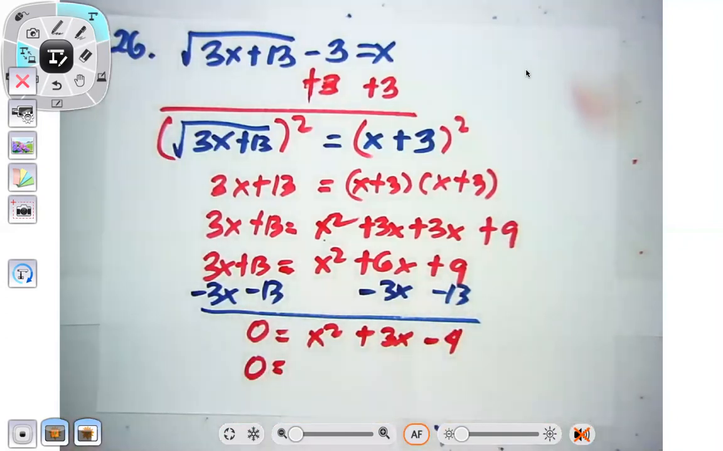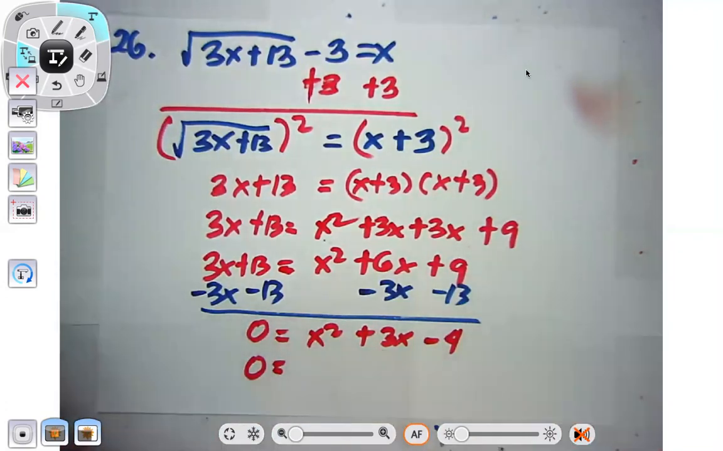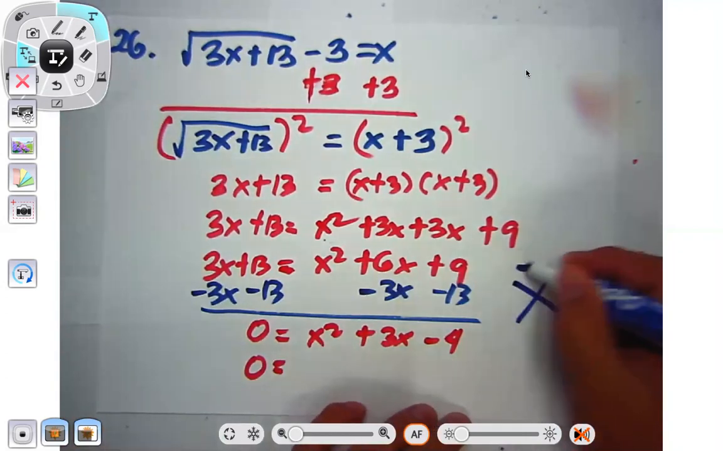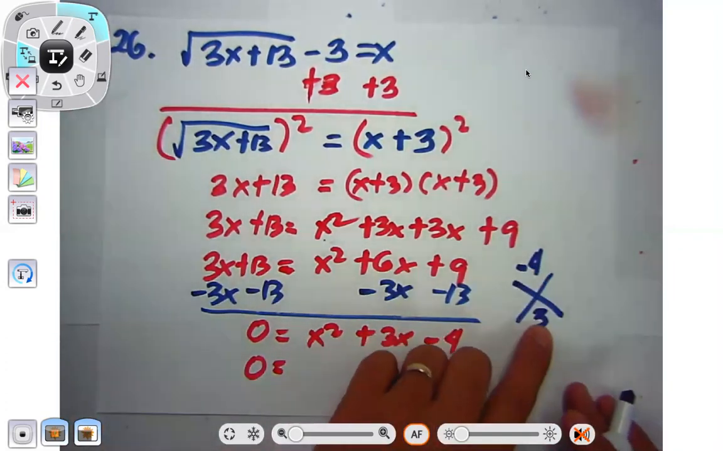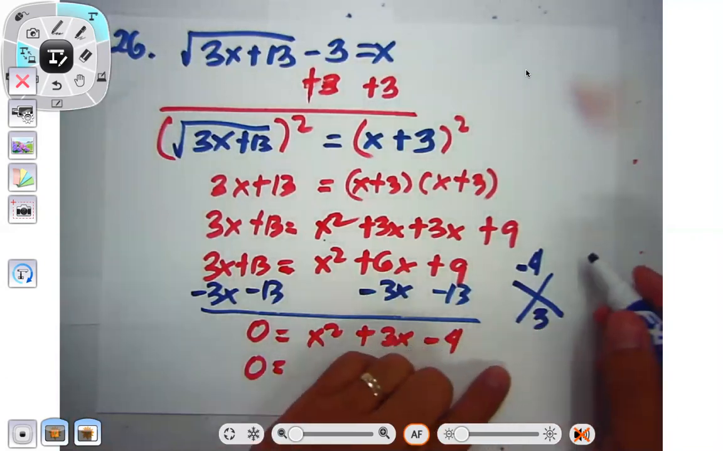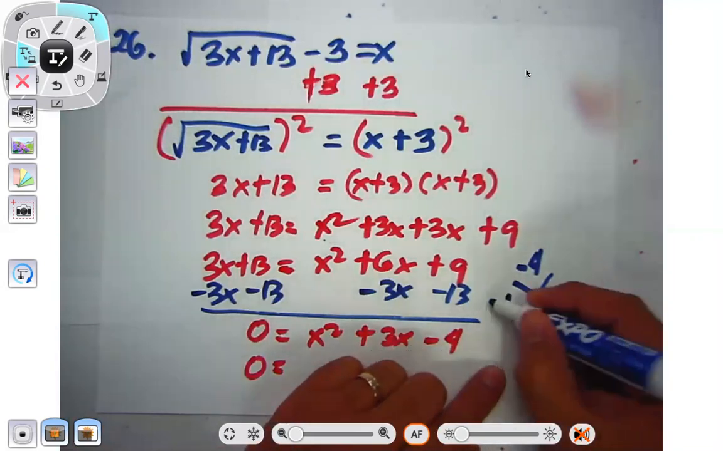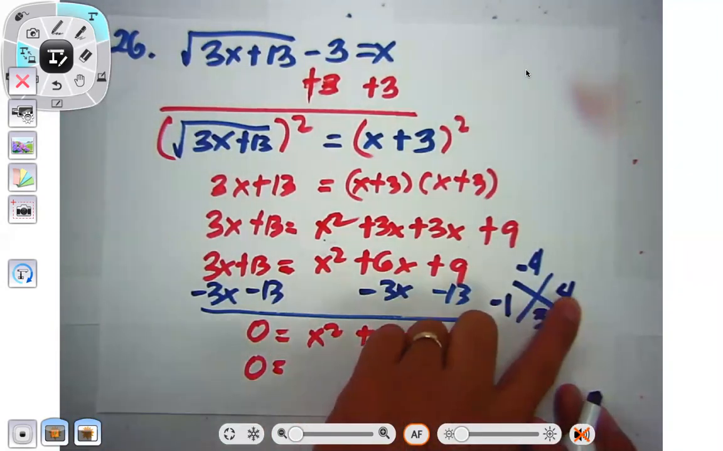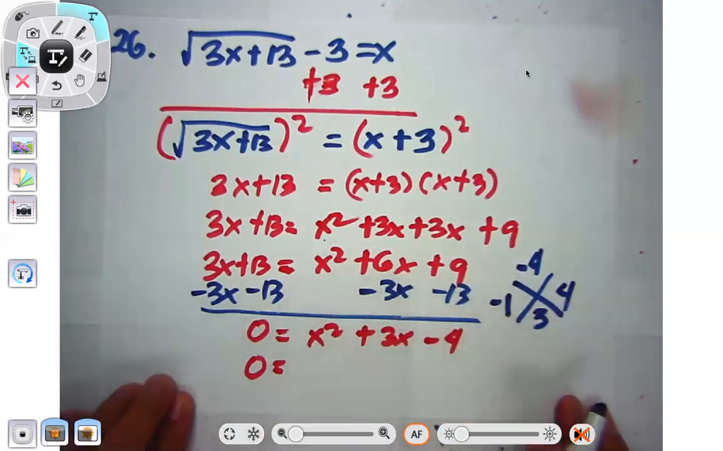And our next step here is to factor this quadratic. We have to consider the factors of negative 4 that sum to positive 3. What are those two numbers whose product is negative 4 and sum positive 3? Negative 1 and 4. Negative 1 times 4 is negative 4. Negative 1 plus 4, you have 3. All right, so what are your factors now?